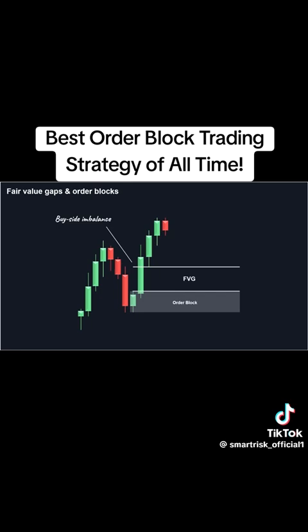A conservative approach is to wait for the price to enter the order block zone before opening a position. An even more cautious method is to zoom into lower time frames, look for reversal confirmations, and then execute the trade. We'll dive into that now.